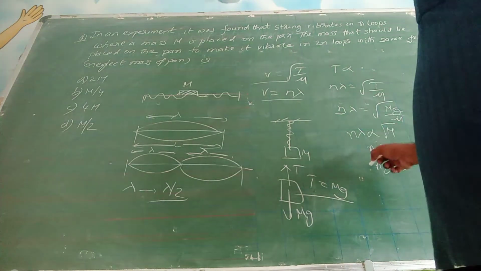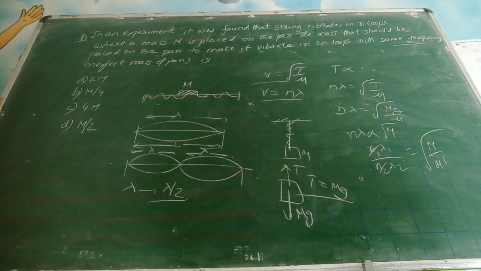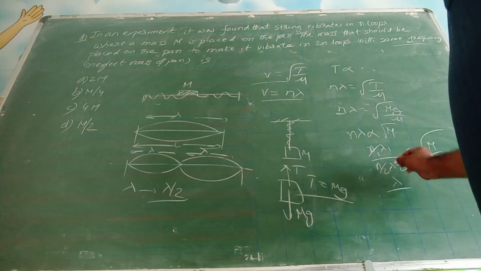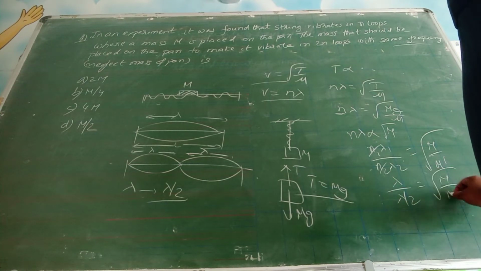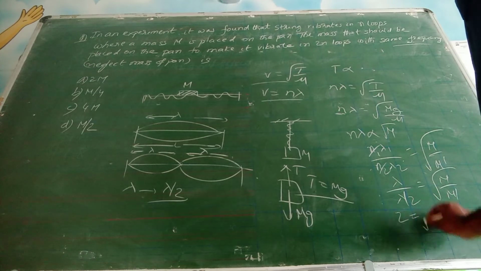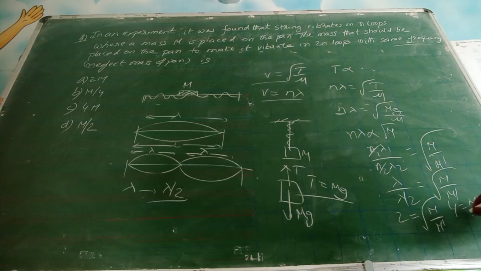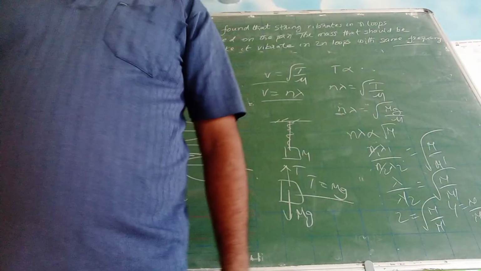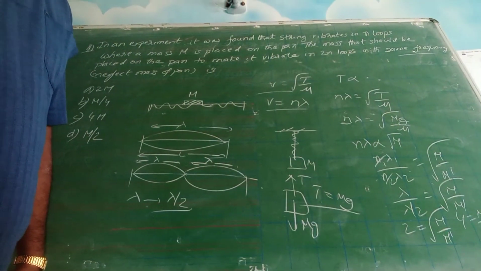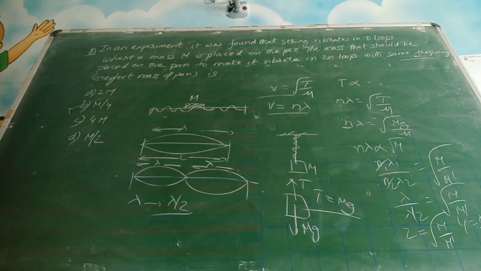So here the frequencies have to be the same. N1 and N2 cancel. So lambda 1, if it is lambda, lambda 2 is lambda by 2, equal to root over m divided by m dash. So this becomes 2 is equal to root over m by m dash. Squaring both sides, you get 4 is equal to m by m dash, or m dash is equal to m by 4. M dash is equal to m by 4. Okay? Option B is the right answer.